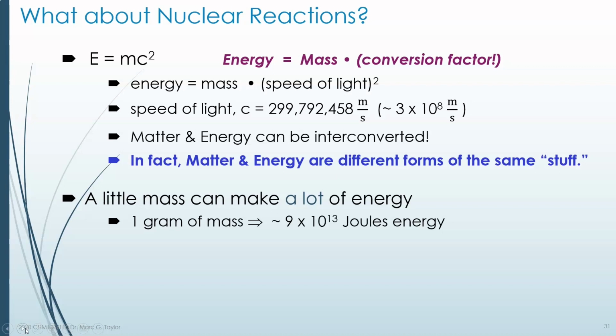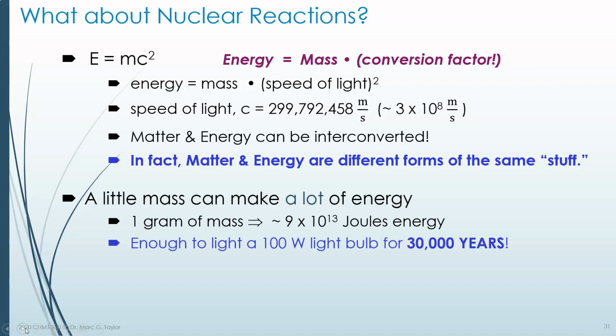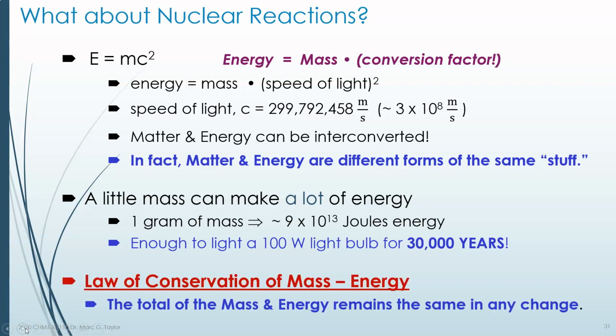1 gram of mass, if it was turned into pure energy, is enough energy to light a 100-watt light bulb for 30,000 years. So this is why people are so interested in nuclear power, because you get an enormous bang for the buck, no pun intended. It doesn't take much matter to be turned into energy to produce all the energy human beings could ever need if we had a way to do this. So this is why people are interested in developing more and more advanced methods of nuclear power.